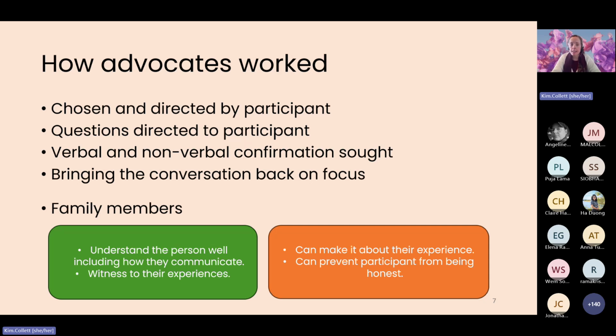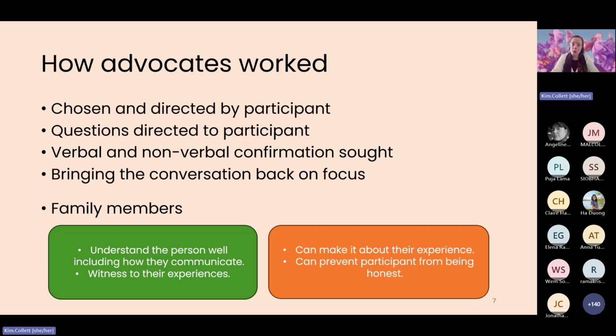And in terms of advocacy, family members can be really helpful because they tend to understand the person quite well, which means that they understand how they communicate quite well. And also they can be witnesses to the experiences the participant has. So it means they've got a little bit of knowledge perhaps about some of the stories or some of the feelings that the participants want to share. So it might be easier for them to encourage and support that. And also, I haven't put it on the slide here, but family members, depending on your family, it's not the same for everybody, could be quite a reassuring presence for people if they're with somebody that makes them feel safe and loved.